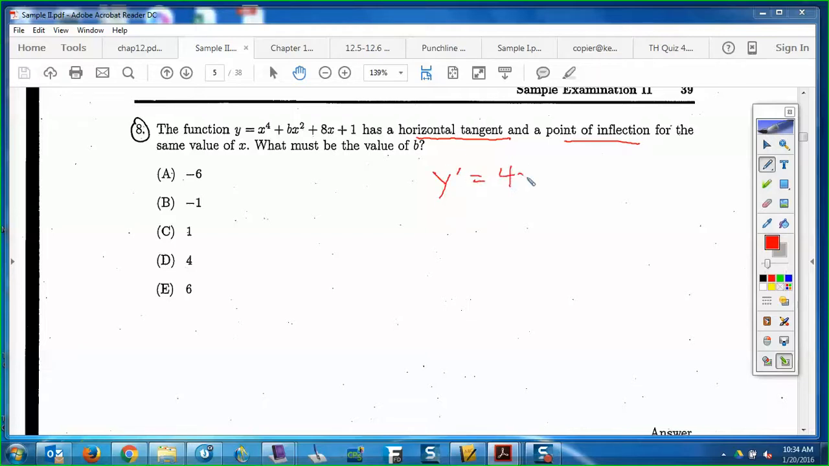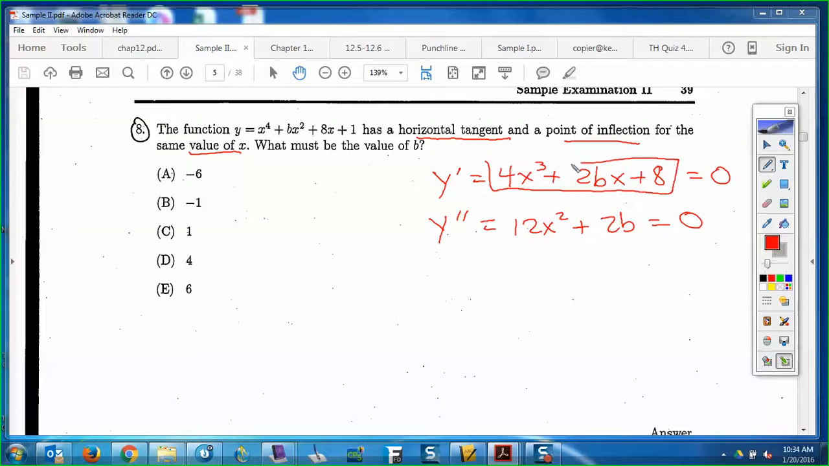So y prime would be 4x cubed plus 2bx plus 8. And we're going to want to know where that's going to be 0. Well, that's going to be hard with that b in there. So let's keep going. They gave me more information. y double prime, that's 12x squared plus 2b equals 0. That might be a little nicer. And it says they have that at the same value of x. So now we've got this thing equals 0 and this thing equals 0, right?